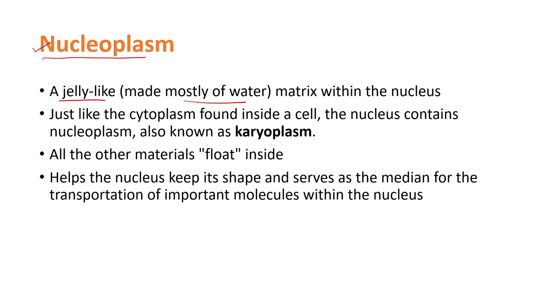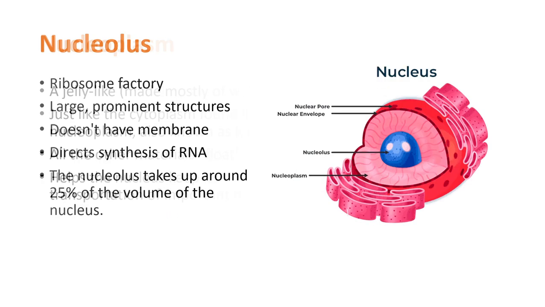Just like the cytoplasm is present inside the cell where all the organelles are embedded and floating, in the same way nucleoplasm contains the chromosomes, chromatins or nucleolus which float inside this nucleoplasm. This nucleoplasm is also called karyoplasm, and it helps the nucleus keep its shape and serves as the medium for the transportation of important molecules within the nucleus.